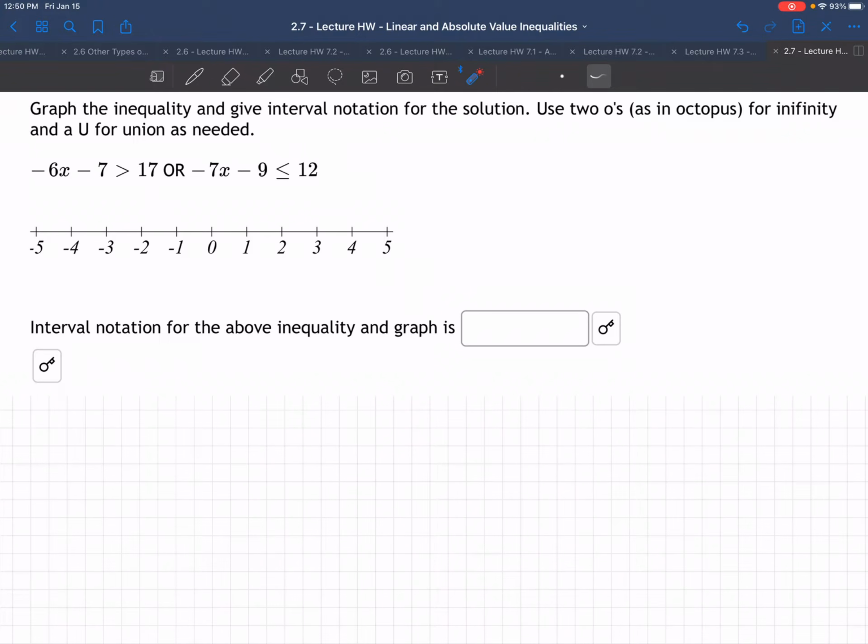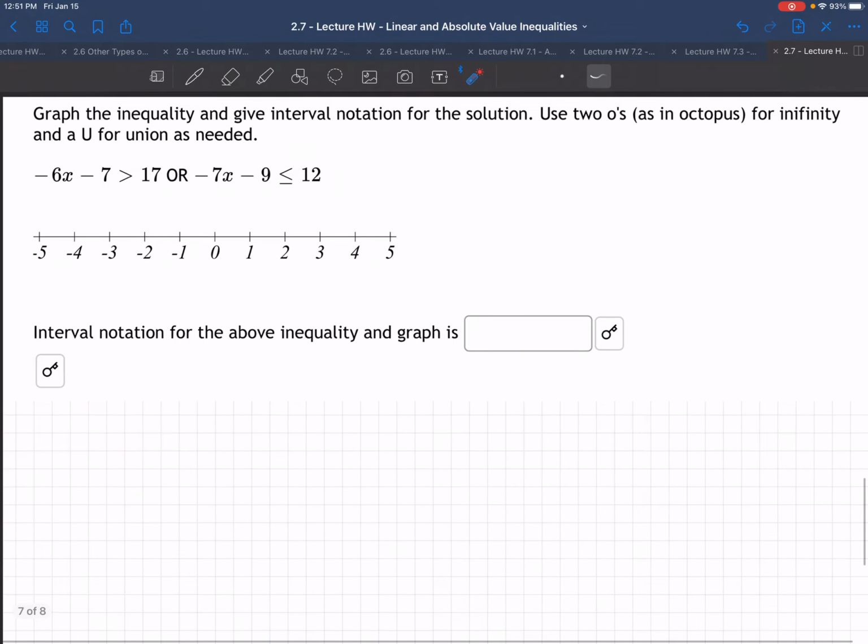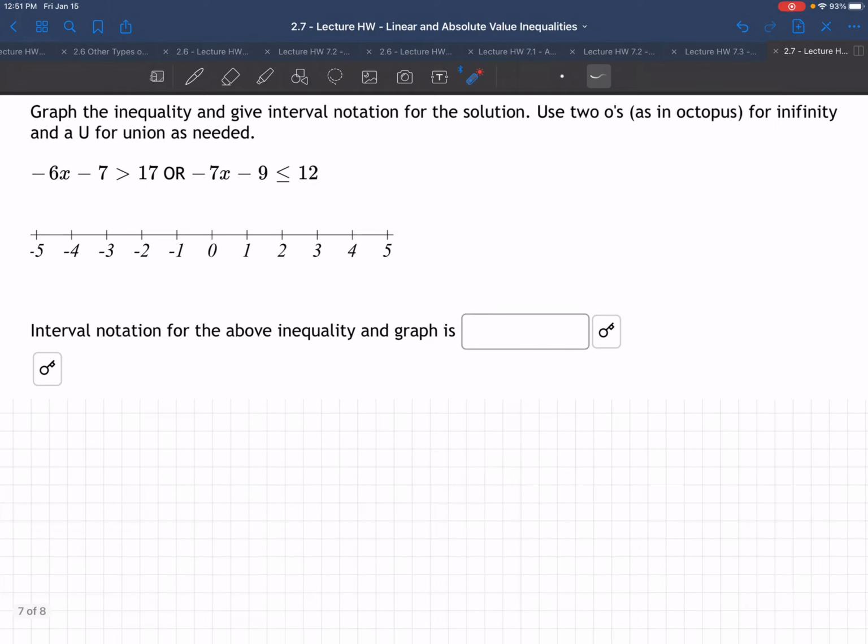Welcome to an example in which we are graphing an inequality and give the interval notation for the solution. We have to use two O's, as in octopus, the letter O, not the number zero. Two O's for infinity, and U for union as needed on this question. So that's what we're trying to do. Let's get to it.